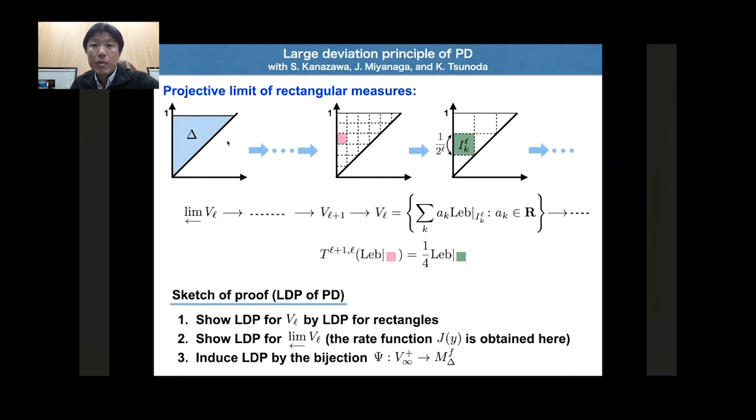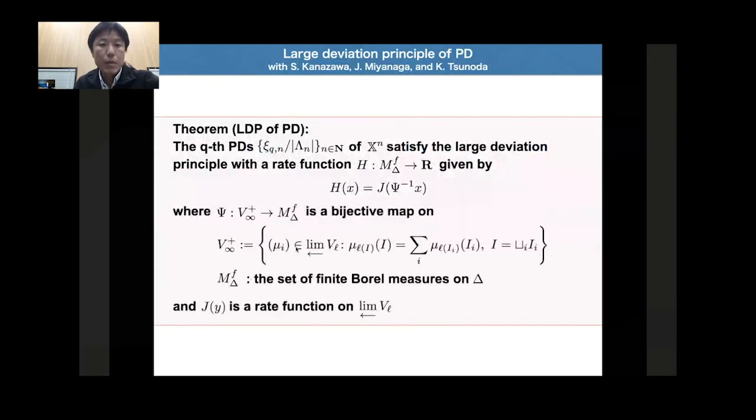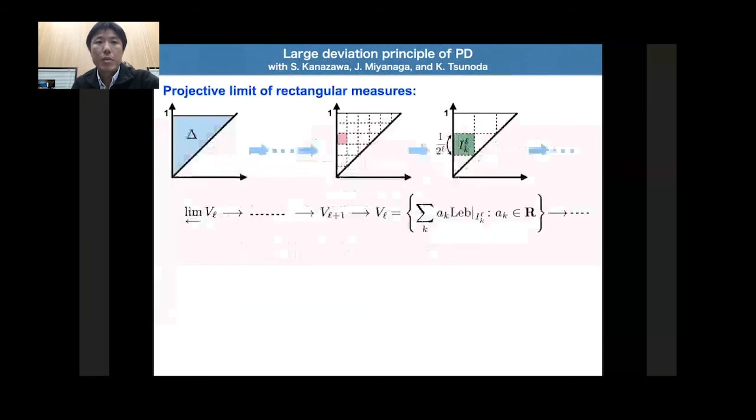However, this projective limit space is too large compared to the Radon measures, which were obtained as a limit object of the law of large numbers for persistence diagrams. Therefore, we restrict this projective limit space to V infinity plus, which appeared in our statement. This is a projective limit space, but we assign some restrictions. Then we will have a bijective correspondence with our Borel measures of interest. So then we can induce the LDP to this setting from the LDP of the projective limit space. So this is a sketch of the proof for the LDP of persistence diagrams.